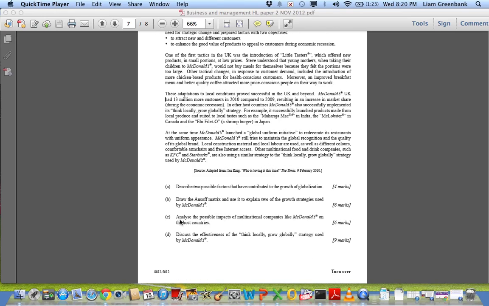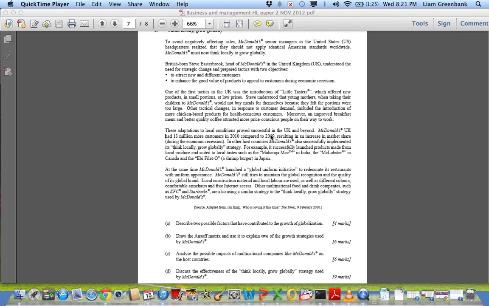So we were approaching this one. C, analyse the possible impacts of multinational companies like McDonald's on host countries. All right, we can talk about the positive impacts in terms of offering local foods, and then we can use the evidence in the case and mention the fact that they've brought these different products into India, Japan, Canada. We can look at the positive impact on hiring local labour. So again, that builds our argument.